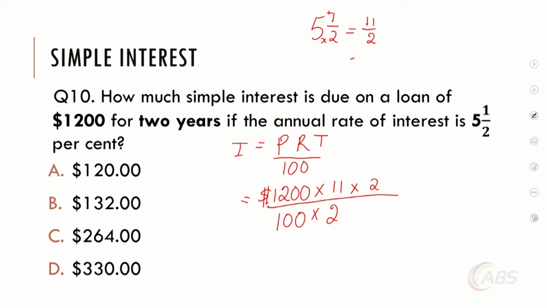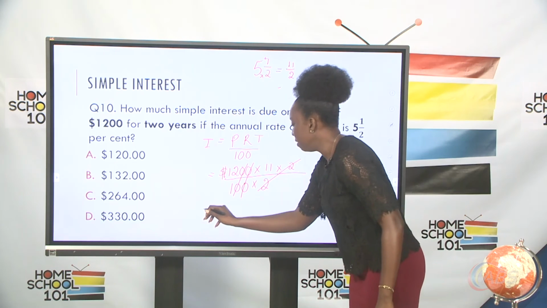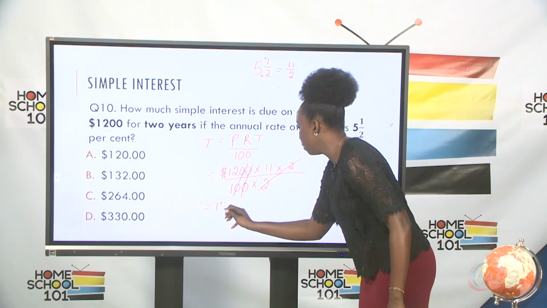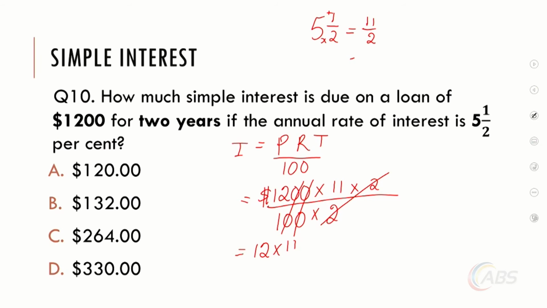Now the 100 has company down there. All right? So from looking at what we have here, these zeros get rid of each other, and these 2's get rid of each other. So what we have left in the numerator is 12 times 11, and in the denominator it's just 1. So what is 12 times 11? 12 times 11 is 132. And because we're talking about money, I'm just going to bring that back here and insert our dollar sign there. So $132.